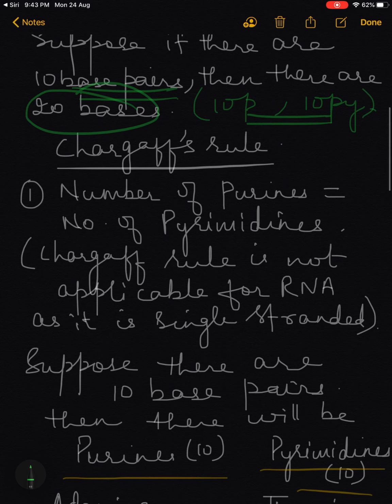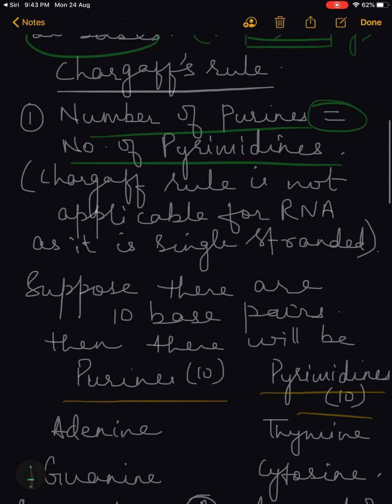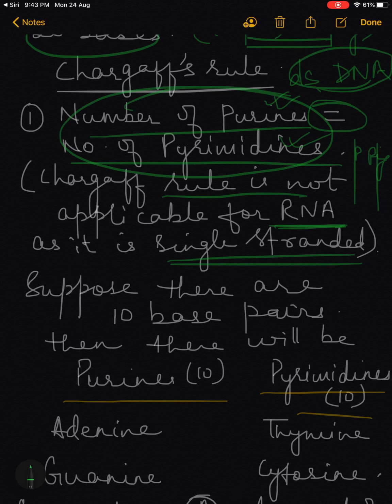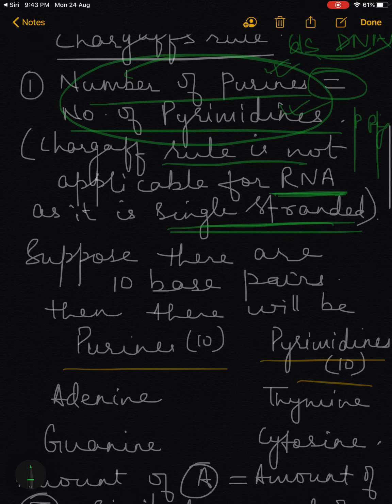Now children, Chargaff's rule says that number of purines are always equal to number of pyrimidines, which we have done. Children, Chargaff's rule is applicable to only double-stranded DNA. It is not applicable for RNA because RNA is single-stranded. Because the rule says that number of purines are equal to number of pyrimidines, and this is possible only if there are two strands where one will have purine and the other one will have the pyrimidine. So Chargaff's rule is not applicable for RNA because RNA is single-stranded.